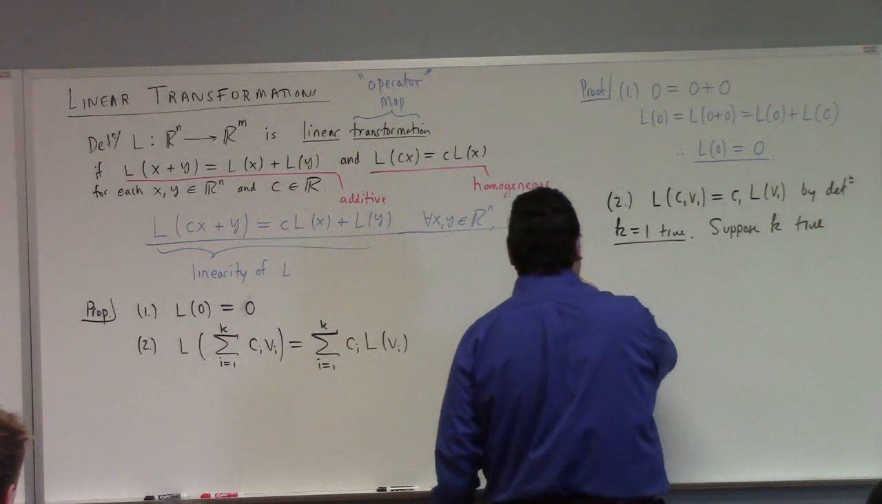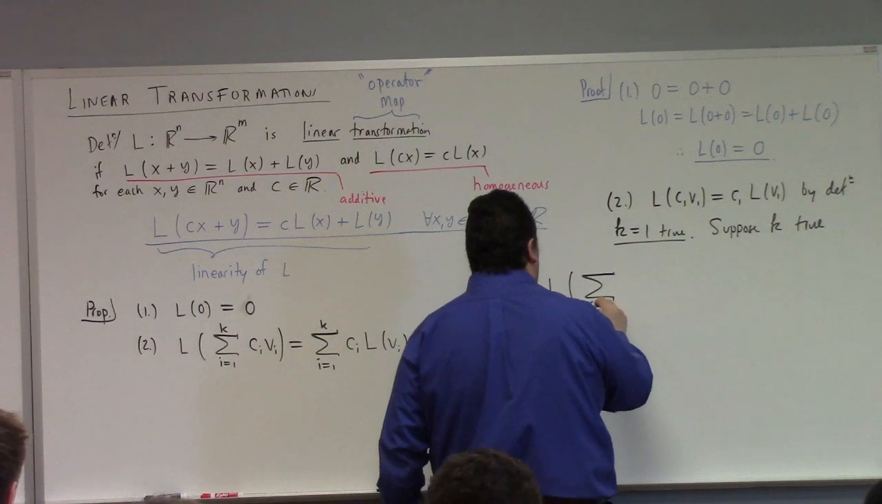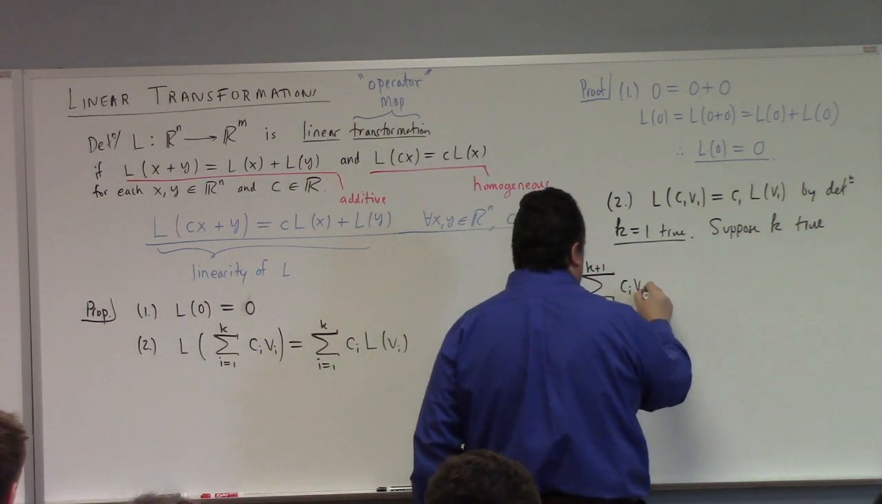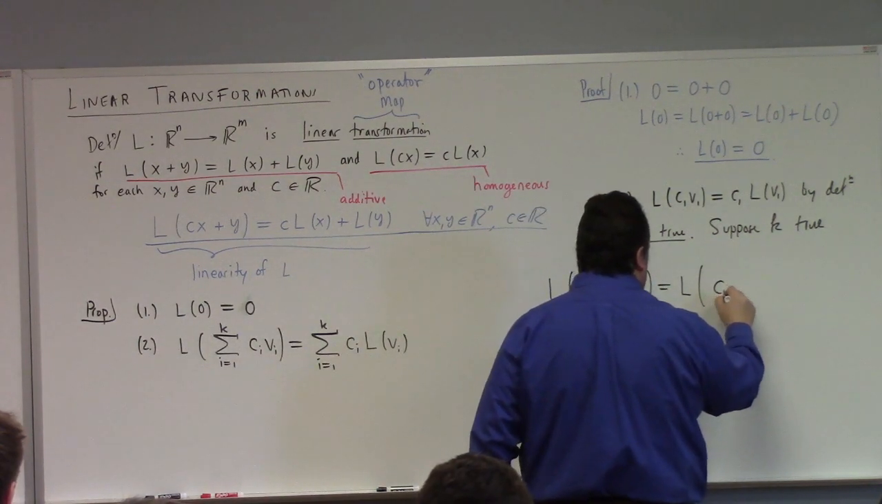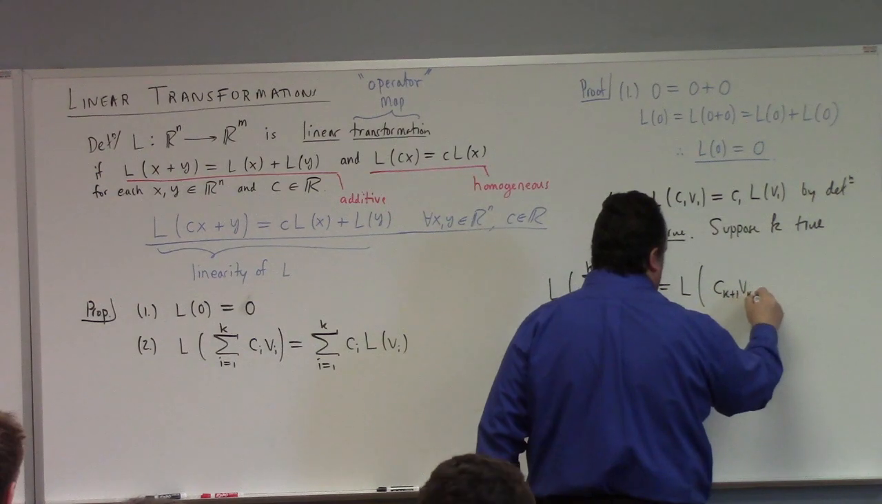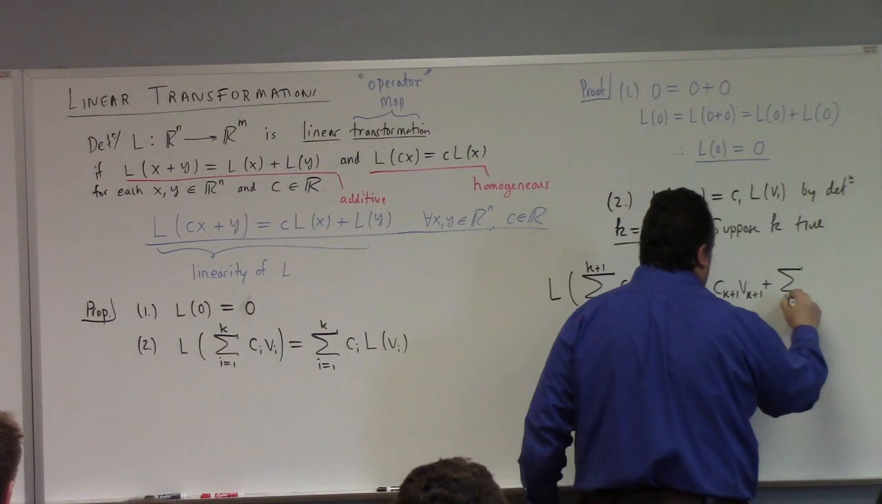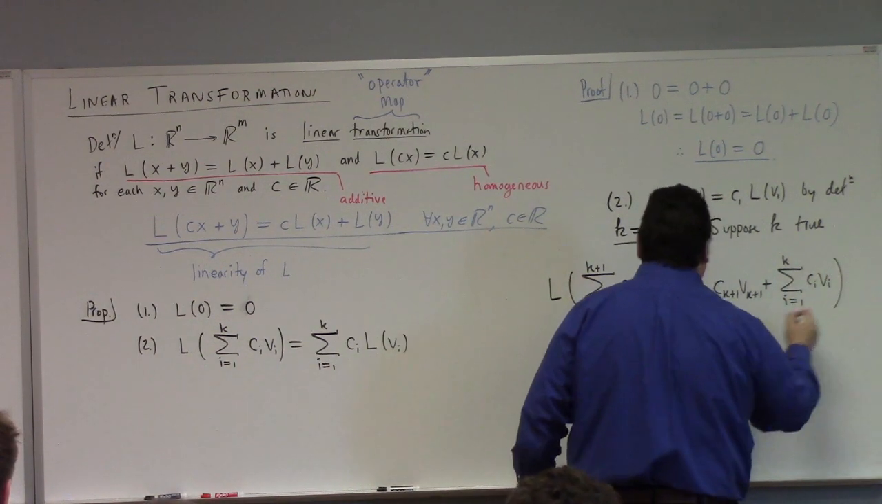Suppose K is true. And we'll consider L of the sum i equals 1 to K plus 1 of Ci Vi. All right, so that is L of, by definition, C(k+1) V(k+1) plus the sum i equals 1 to K of Ci Vi. I'll get all the way there in a second, guys.